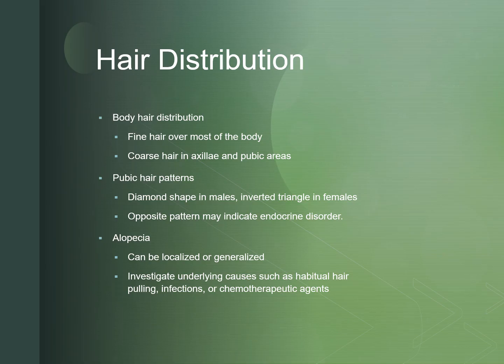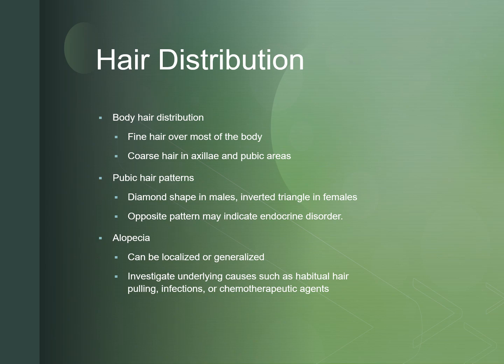And then body hair distribution. So when we're assessing hair distribution, we're looking at what's normal versus what might signal something systemic. So typically fine hair covers most of the body. Coarse hair is found in areas like the axilla and pubic regions. So always considering age, sex, genetics, and cultural variations before labeling something abnormal.